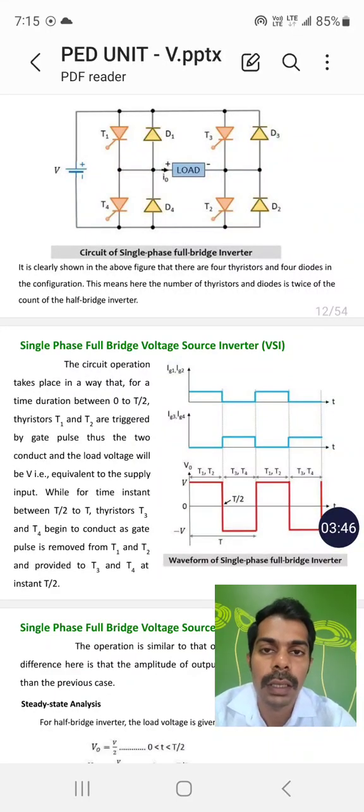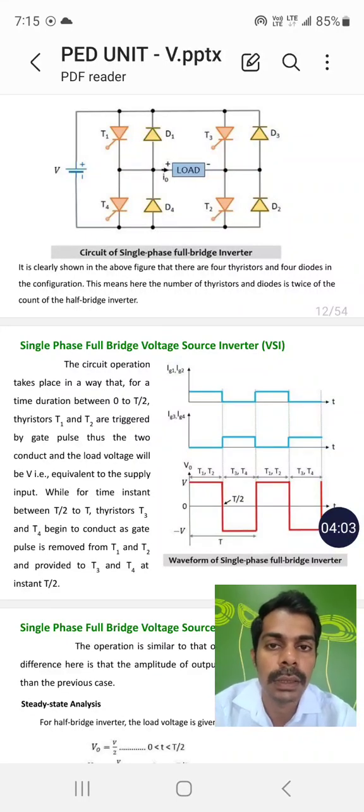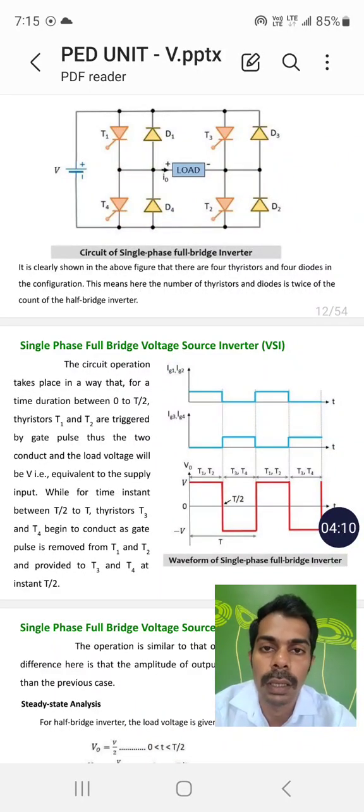When we are applying the gate pulses to the thyristors T1 and T2, they start conducting and the inductor gets charged. When we are turning off, there will be some milliseconds of time between the gate pulses of T1, T2 and T3, T4. In that meantime, the inductor discharges. When we cut off the gate pulses for T1 and T2, the inductor changes its sign and starts discharging.